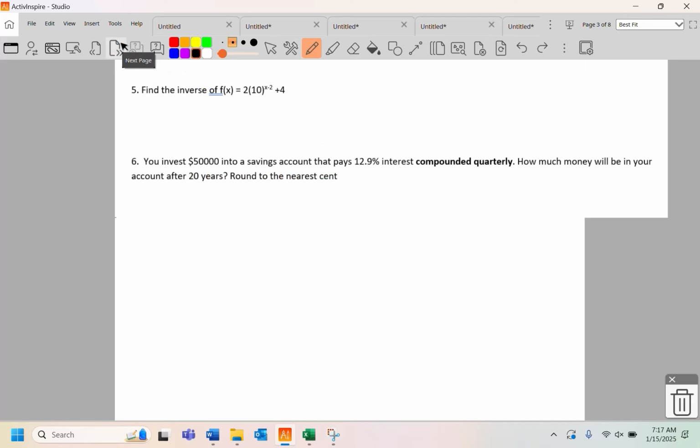Moving forward, another inverse. This one's an exponential function that we're going to convert into logarithmic form. So same steps, we let y become x, and every time we see an x, it becomes y. And we're going to play the isolation game. We're going to take away 4 from both sides. x minus 4 equals 2 times 10 raised to the y minus 2.